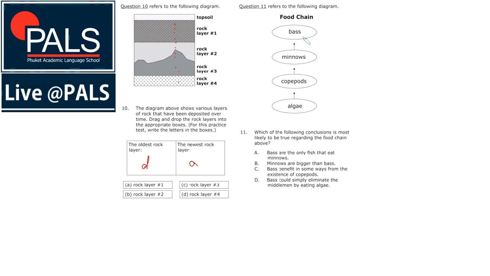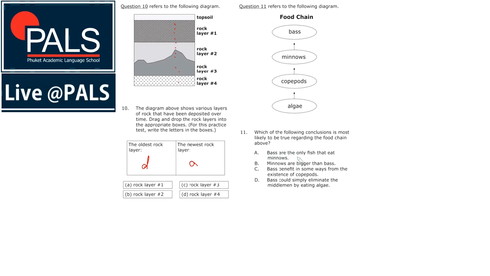11 refers to the following diagram, which shows a food chain, which shows that algae, the producers, are eaten by copepods, which are eaten by minnows, which are eaten by bass. The copepods are some plankton-like, very small crab-like animals. Minnows, small fish, bass, bigger fish. Algae are unicellular plants that live in water. Plant-like organisms. Which of the following conclusions is most likely to be true regarding the food chain above?